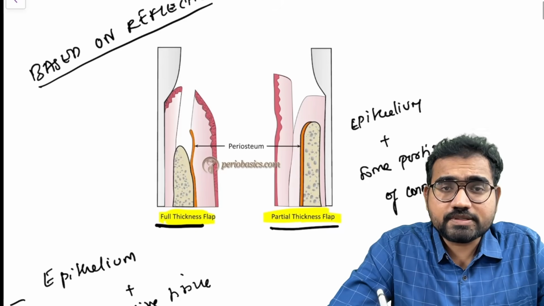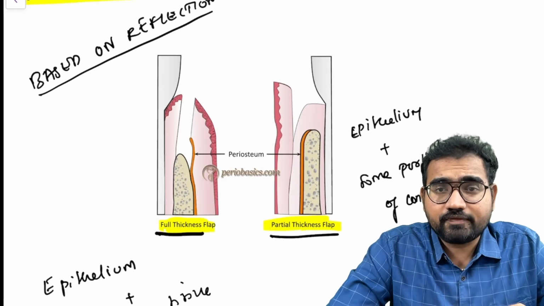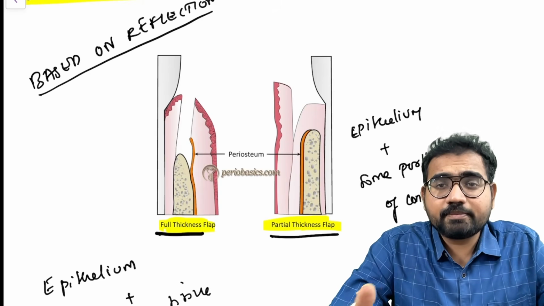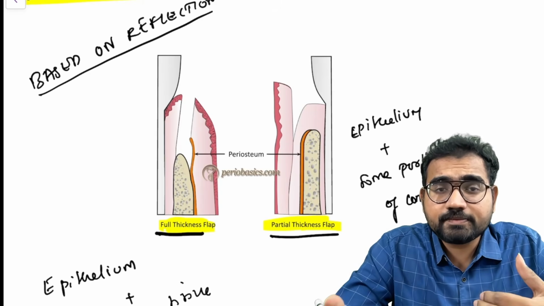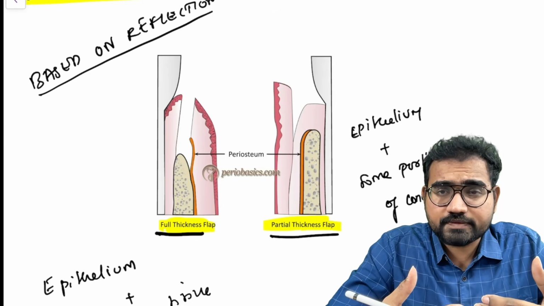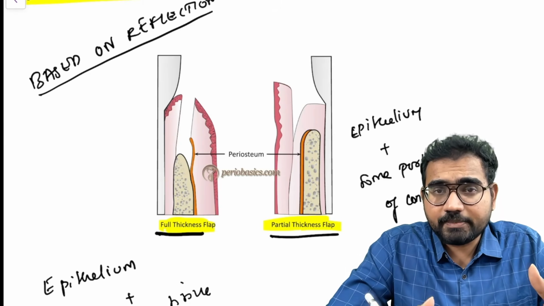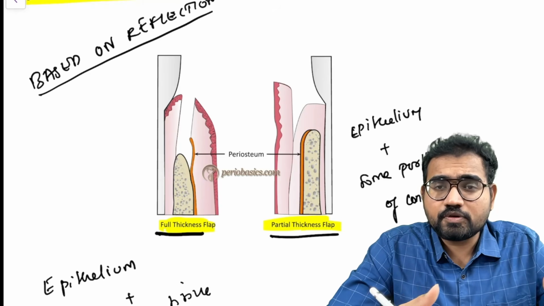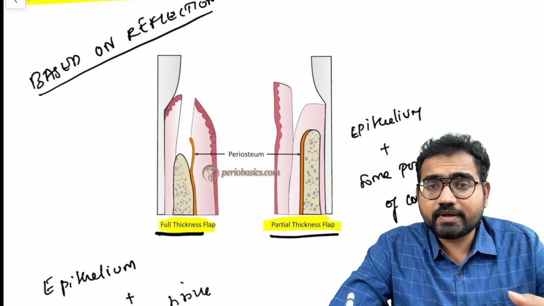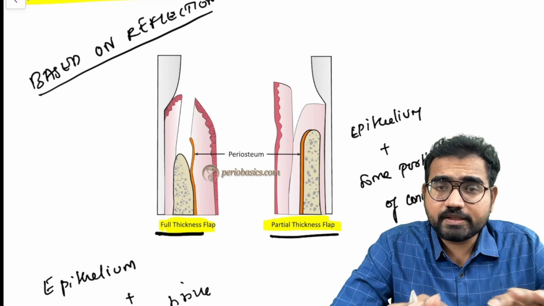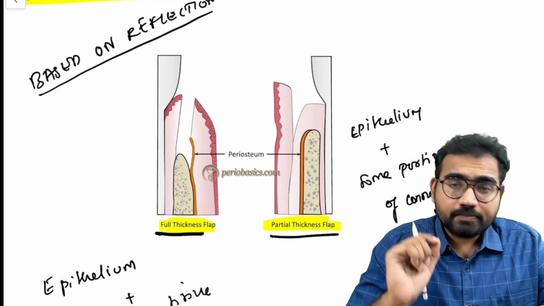So the first classification is based on reflection. If I elevate the entire epithelium, connective tissue and the periosteum, it becomes a full thickness flap. If I elevate only the epithelium and some portion of the connective tissue, and leave the remaining connective tissue and the periosteum, then that becomes a split thickness or partial thickness flap.